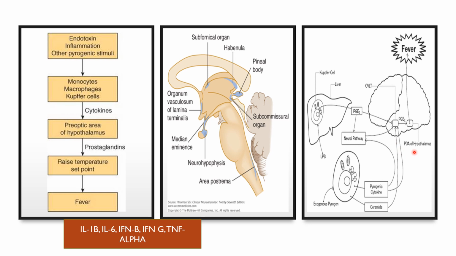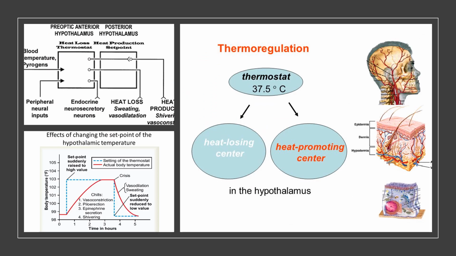And here one point is important. Cytokines are also produced by the CNS cells themselves, and they will directly act on these thermoregulatory areas. Now, what will the locally released prostaglandins in the hypothalamus do? They will actually raise the temperature set point of the hypothalamus, or thermoregulatory center.